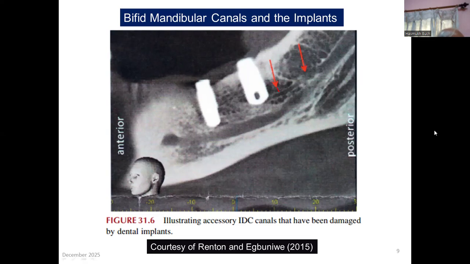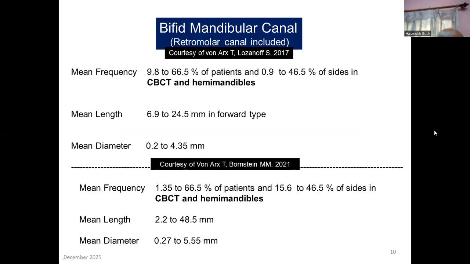And the next one, bifid mandibular canal, retromolar canal, courtesy of von Arx, Lozanoff et al., 2017. This is from their clinical oral anatomy book. Now, I will again stand up and we discuss further here.